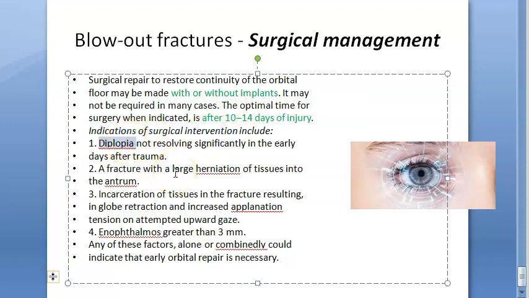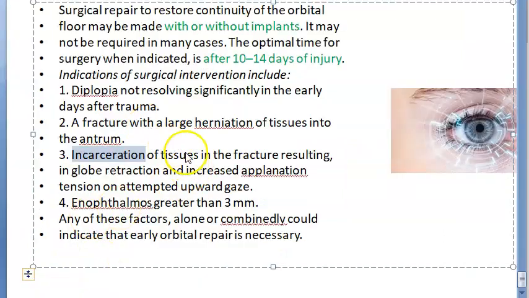So surgical intervention, when will you do it? Diplopia which is not resolving significantly in the early days after trauma. Fracture with large herniation of tissues into the antrum, so you'll have to surgically bring them back, looks like. Incarceration of tissues in the fracture resulting in globe retraction, increased applanation tension on attempted upward gaze. What is incarceration? Imprisoned. So these tissues are imprisoned in the fracture, and looks like you will have to repair it surgically.